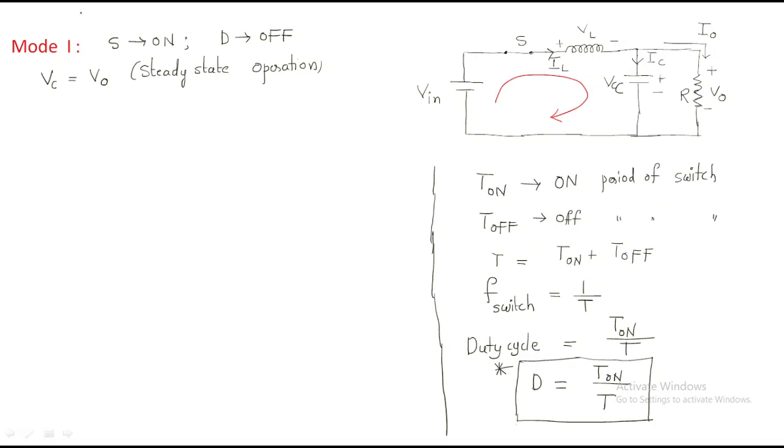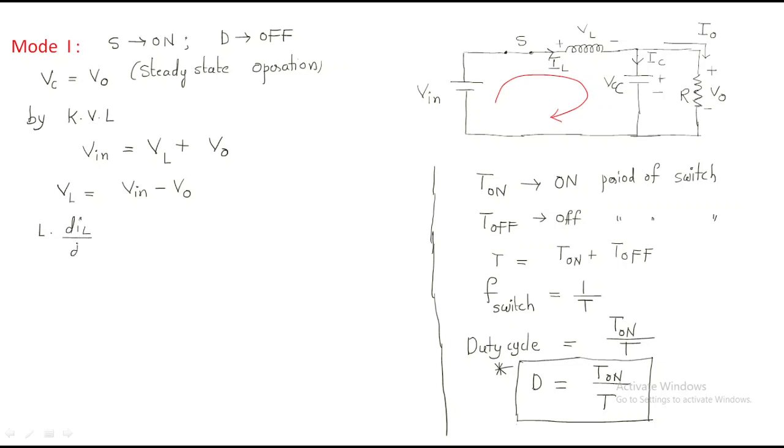By using KVL we will get: V input equals the voltage across the inductor plus the output voltage. So from this we can write the inductor voltage. Inductor voltage is nothing but input voltage minus output voltage. What is inductor voltage?